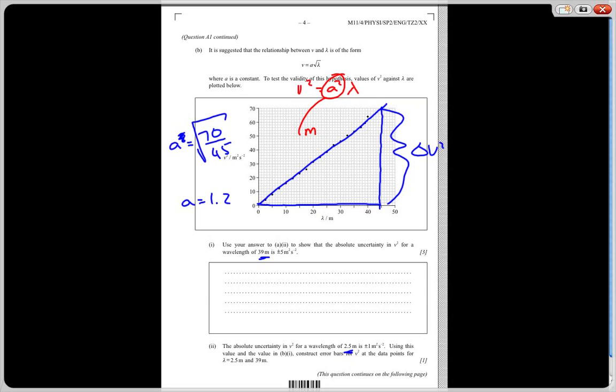Your units for this, obviously here we're going to have meters squared s to the minus 2 divided by meters. So that cancels with that. And then we take the square root of this. So this is actually m to the half s to the minus 1 is going to be your units for your slope.